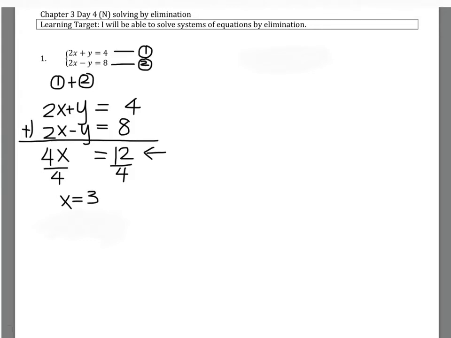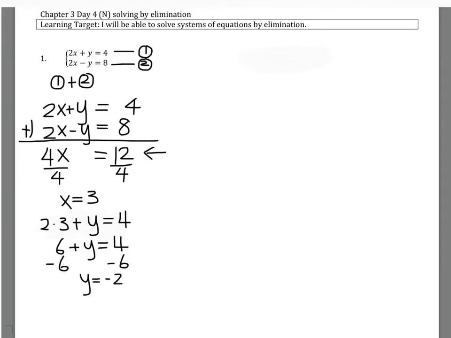Once I have x equal to 3, I can choose either equation to plug it back in and then check my answers. I'm just going to plug it into the first one because y is a positive number, and I like to work with positive numbers whenever possible. So 2 times 3 is 6. 6 plus y equals 4, I'm sorry. Subtract 6, so my y is going to be negative 2.